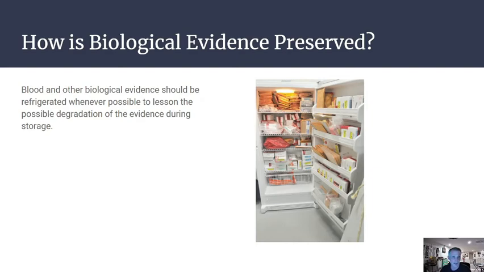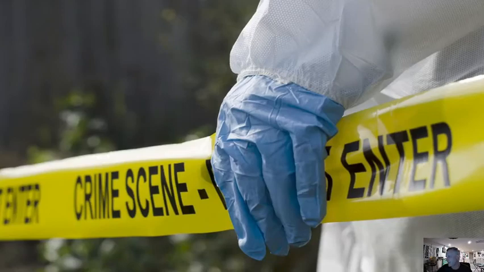So blood and other biological evidence should be refrigerated whenever possible to lessen the possible degradation of the evidence during storage. You would keep it in a refrigerator unit, and they have various types, obviously bigger ones and so on. You would keep it in there until you're ready to do any kind of analysis. So that's it for this week. That takes care of the notes.